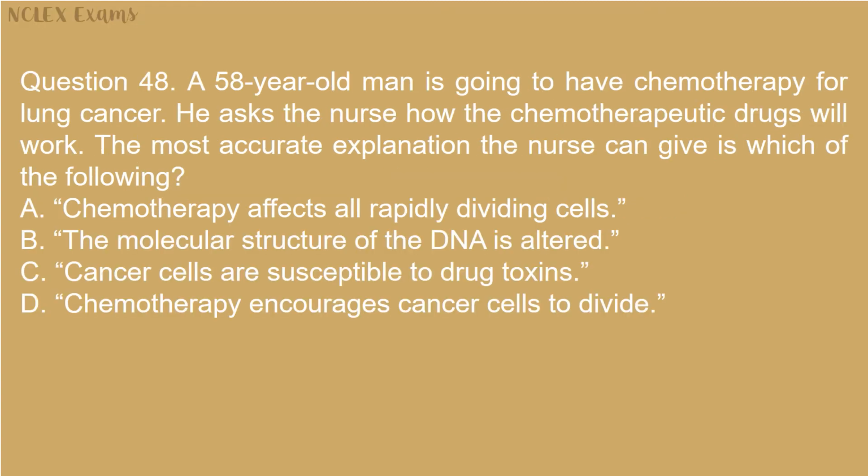Question 48. A 58-year-old man is going to have chemotherapy for lung cancer. He asks the nurse how the chemotherapeutic drugs will work. The most accurate explanation the nurse can give is which of the following? A. Chemotherapy affects all rapidly dividing cells. B. The molecular structure of the DNA is altered. C. Cancer cells are susceptible to drug toxins. D. Chemotherapy encourages cancer cells to divide.